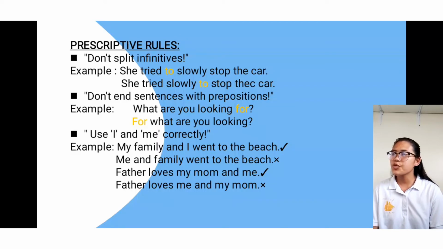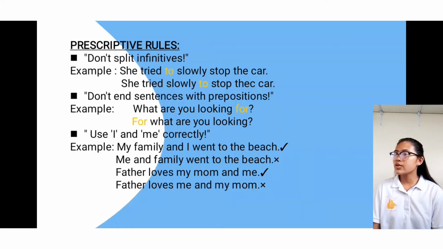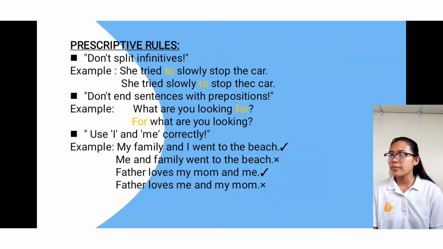First, don't split infinitives. What are infinitives? Any verb that is preceded by the word to. As you can see in the example, she tried to slowly stop the car, which is grammatically correct, but in prescriptive rule it should be, she tried slowly to stop the car. Now let us move on to the next.